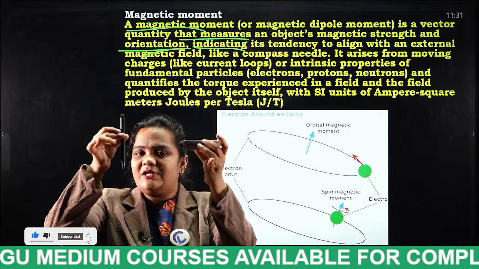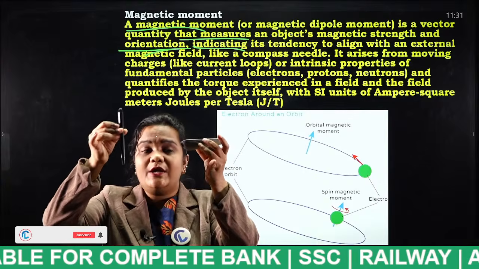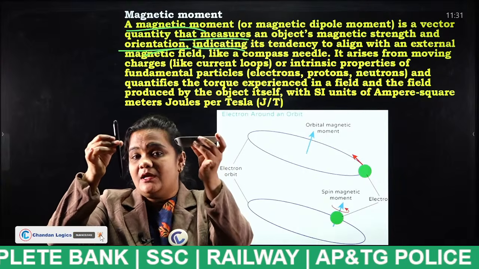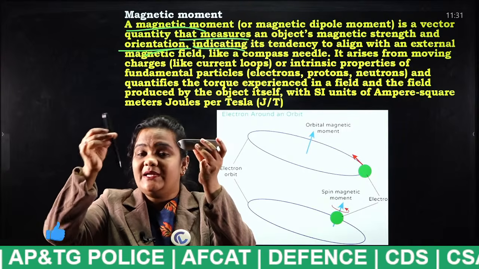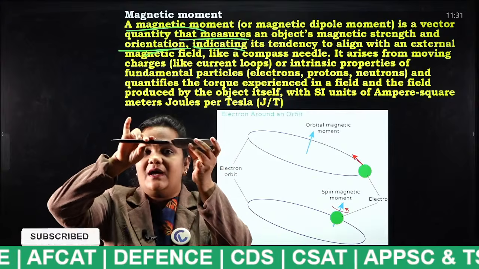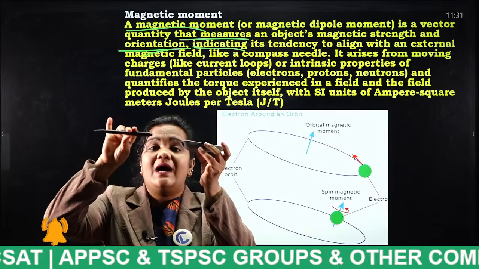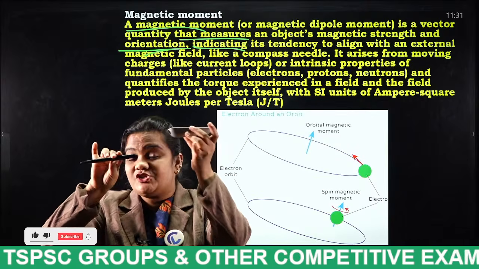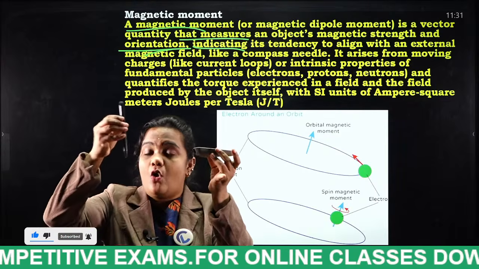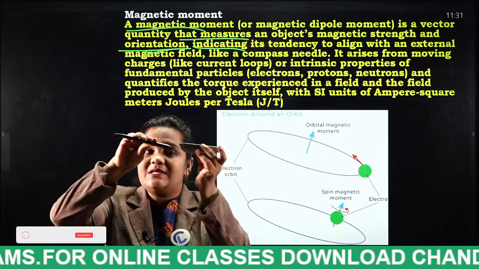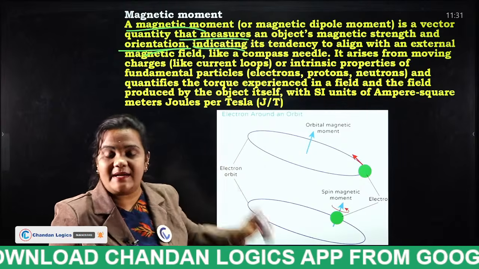So when we keep these two materials closer, what happens, students? Due to the magnetic field strength, this iron is going to align with the magnet. The orientation of the object happens due to the strength of the magnet. Due to the strength of the magnetism, the orientation of the iron object is aligned with this magnet. That is considered as magnetic moment.